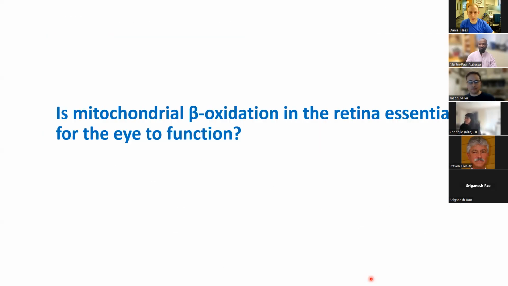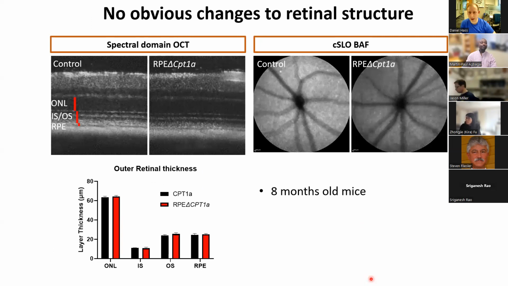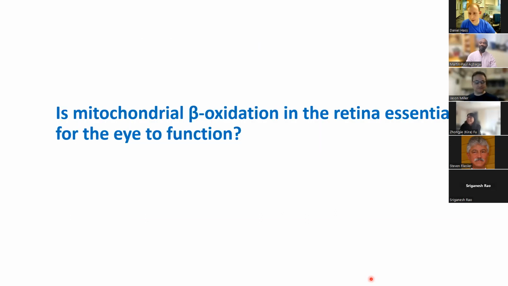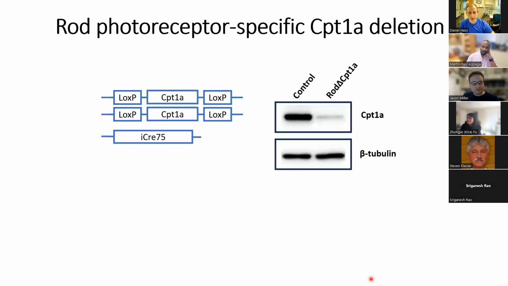Okay, so if this was kind of like, I don't believe you, then if anyone was thinking that, just wait until this next one. This is yet another model where instead of knocking out CPT1A in just the RPE, it was knocked out specifically in rod photoreceptors. These are very similar models to what we've been using. This is an iCre that should be rod specific.